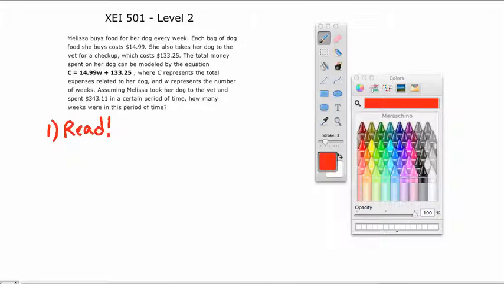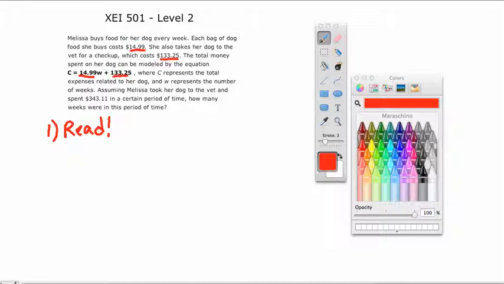Melissa buys food for her dog every week. Each bag of dog food she buys costs $14.99. She also takes her dog to the vet for a checkup, which costs $133.25. The total money spent on her dog can be modeled by the equation C equals 14.99W plus 133.25. Now you'll notice that these came from somewhere.